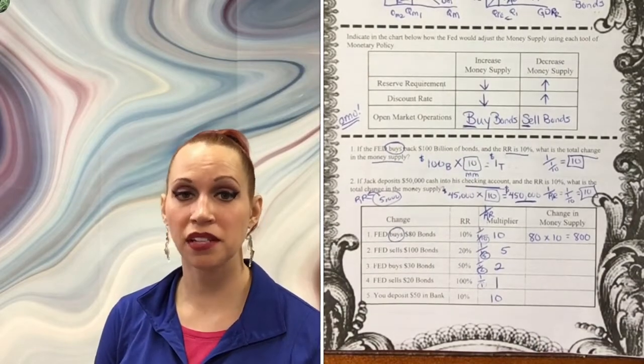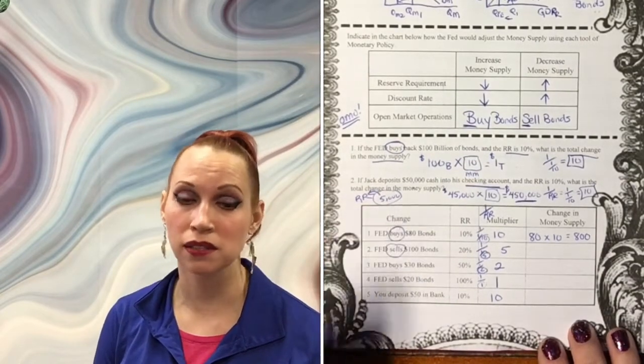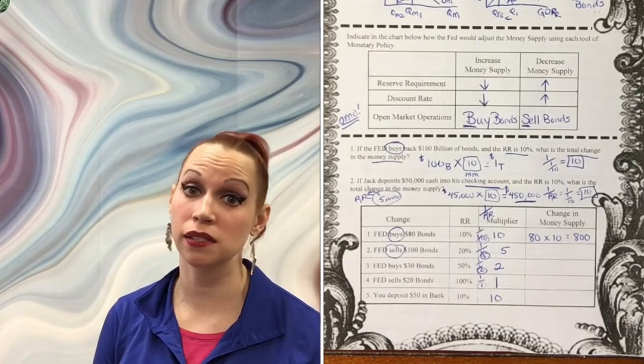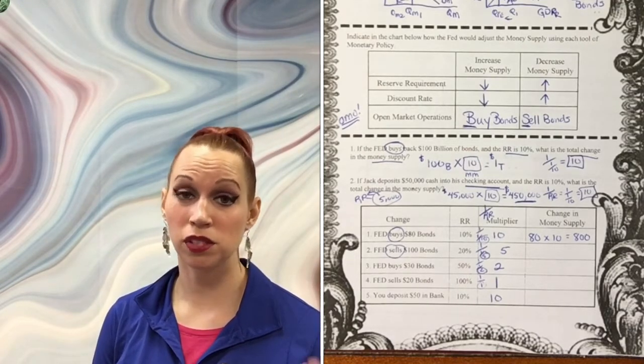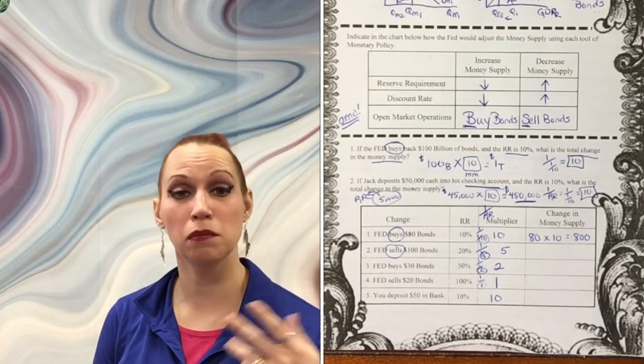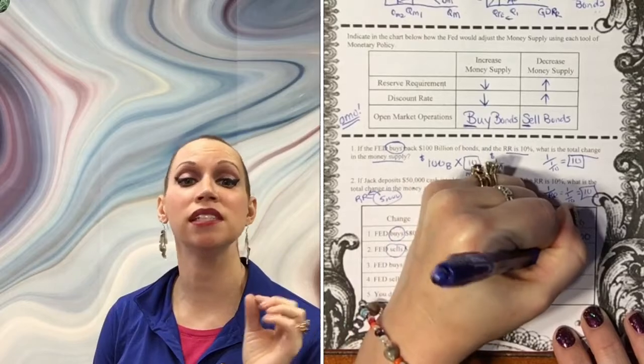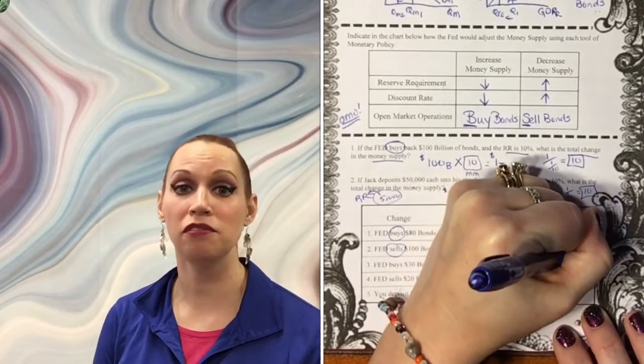In the second one, the Fed is selling $100 worth of bonds. Remember, when the Fed sells bonds, that's going to shrink the money supply, sell small. So when the Federal Reserve sells $100 worth of bonds and the multiplier is 5, that 100 times 5 is going to lead to a decrease in the money supply of $500.